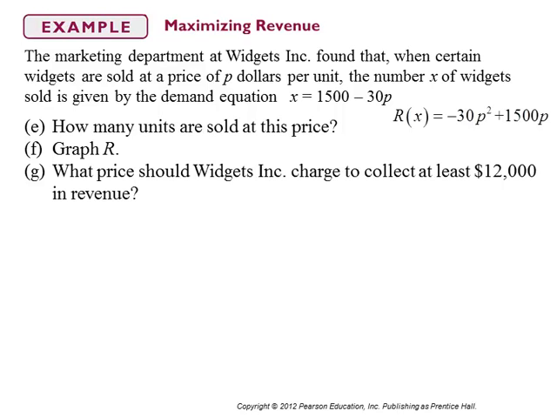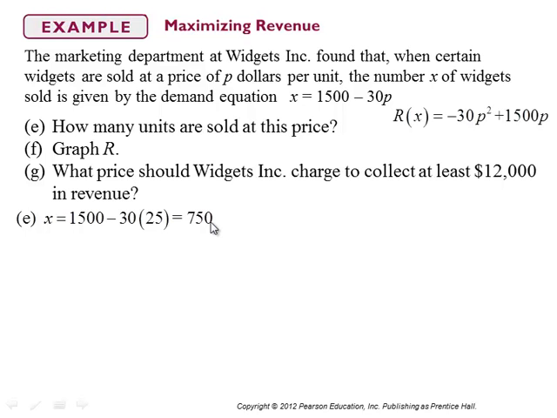All right, we have a few more questions. How many units are sold at this price? Now, take a look at the equation, the function that relates the price and the number of units sold. It's this function right up here. Now, if you were to plug in 25 for P, then you'd have 1,500 minus 30 times 25. And that works out to be 750. So we can answer the question, how many units are sold at the price of $25 per unit? Well, the answer is 750 units are sold.